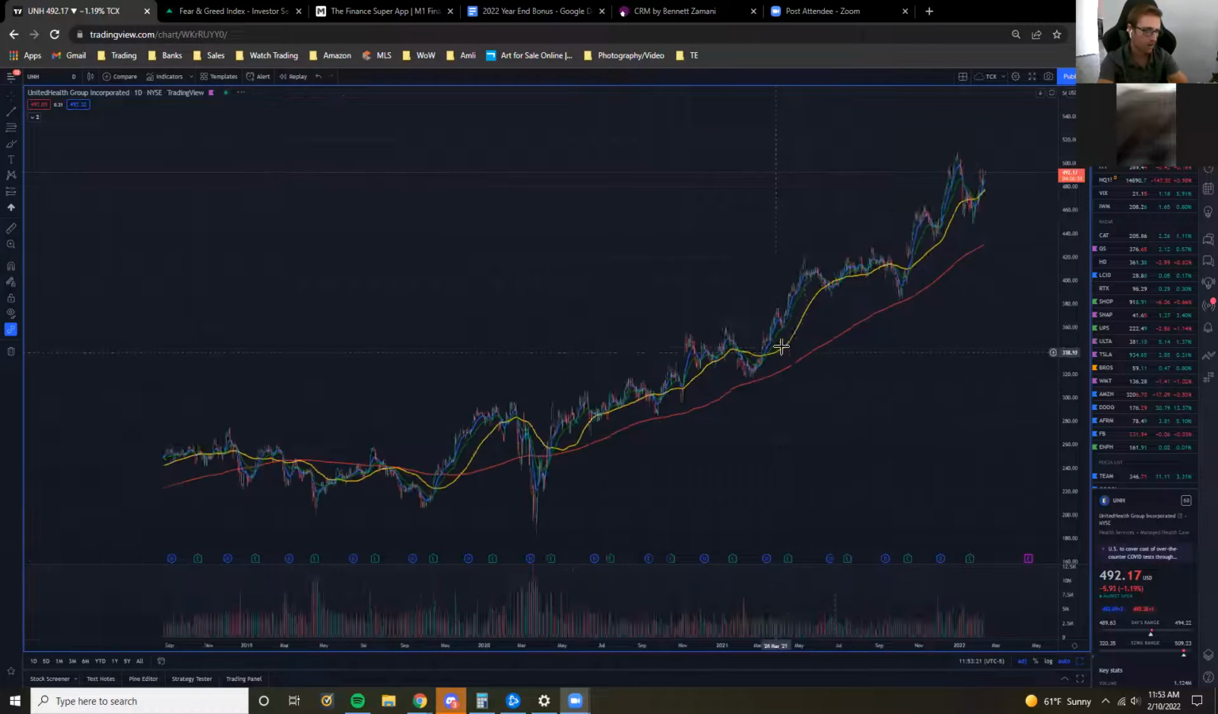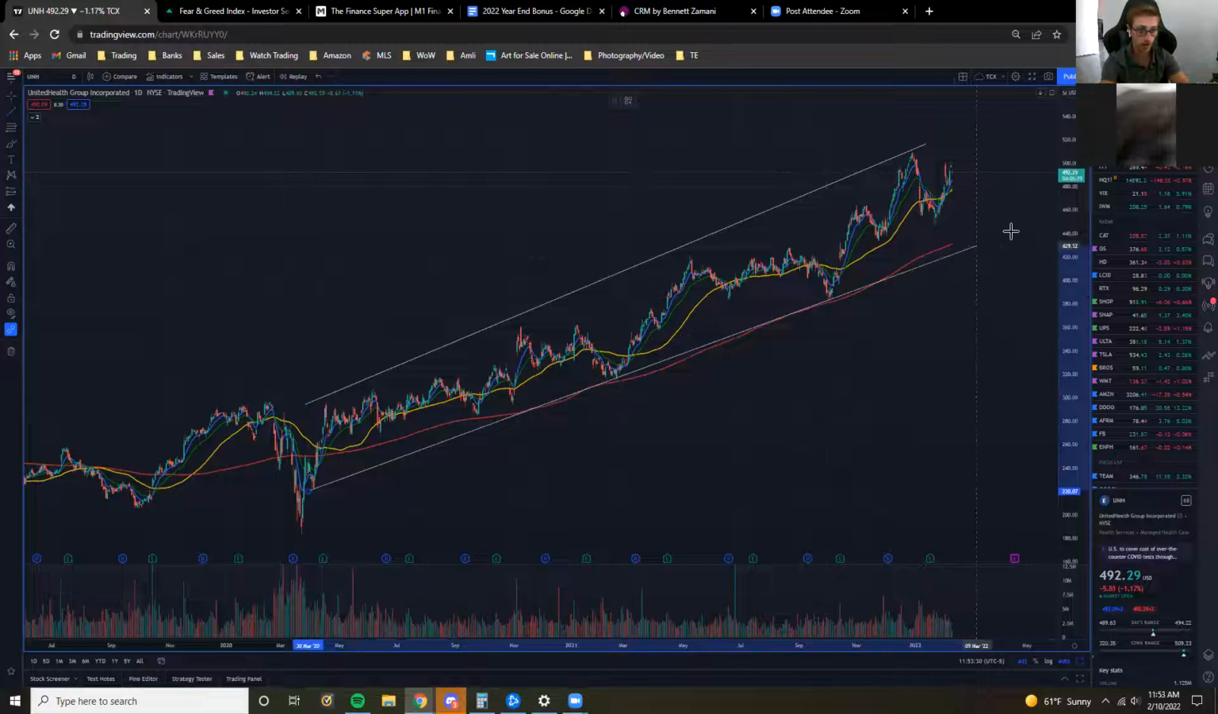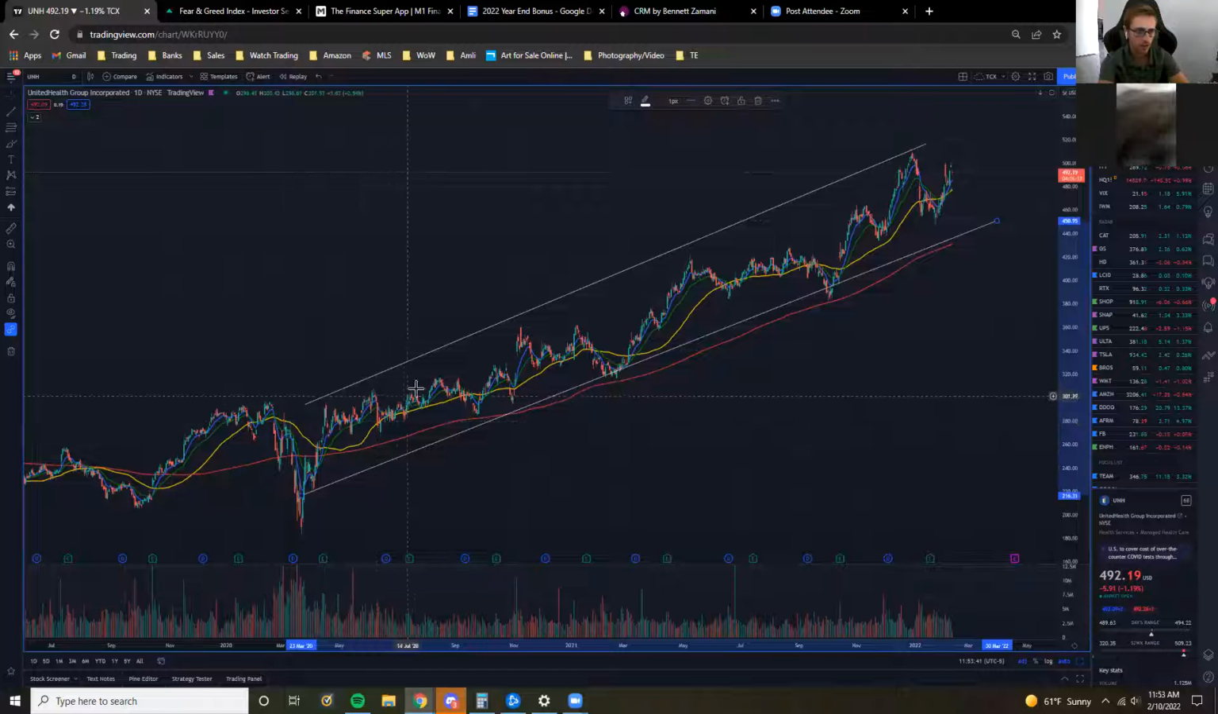All right, so we can see that this UNH has kind of just been in this macro ascending channel, right? Strong uptrend, which is great, right? That's what we want to see, especially in long-term holds. We just want to see it cruising higher, making new highs and just pushing along. If we're already in this area, in this 300 area, great, we're chilling.